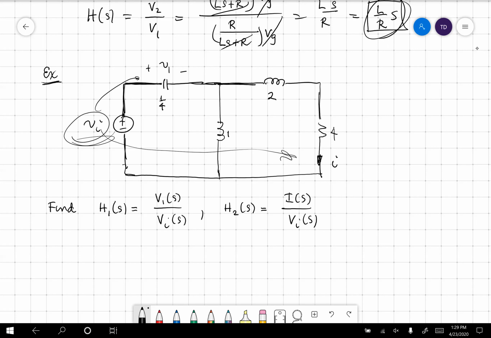So let's transform the circuit. Yeah, that's better. So VI, this is V1, 4 over S, S, 4, I, 2S. And then mesh and nodal analysis. How many mesh equations, how many nodal equations? One nodal equation. Good. So we're going to choose nodal then, right?